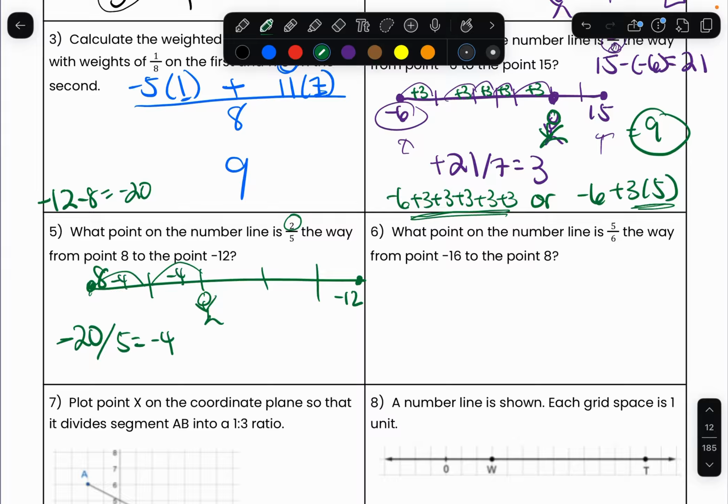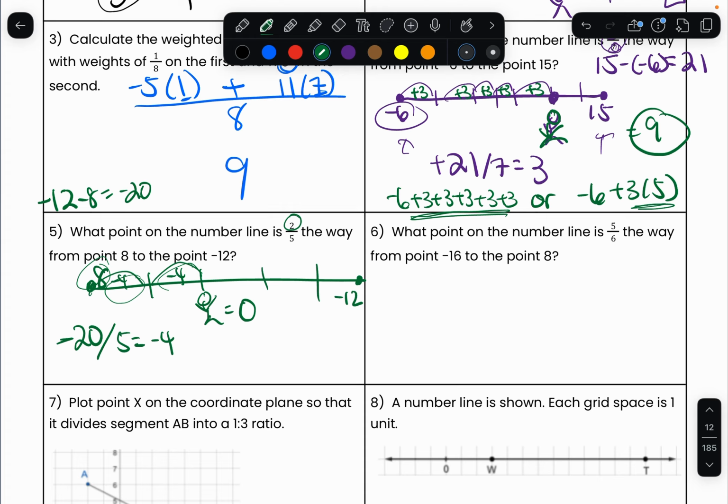Now, since I only have to make 2 jumps, let me just do the math directly. What is 8 minus 4 minus 4? That's 0. So my little person right here will be equal to 0. That is where my little person is. Are there any questions? If you have questions, please ask me after class or come to me after school.